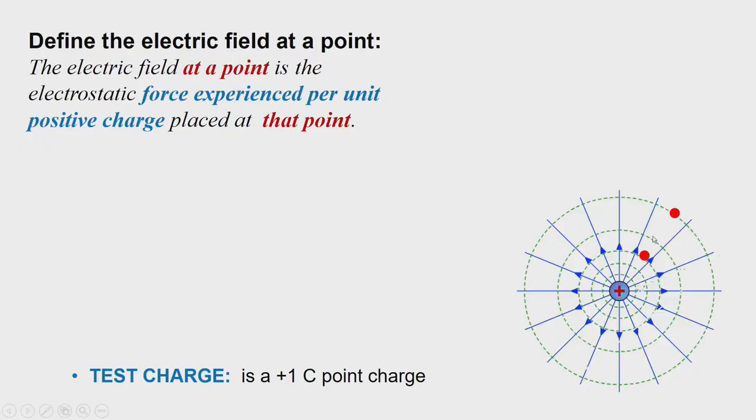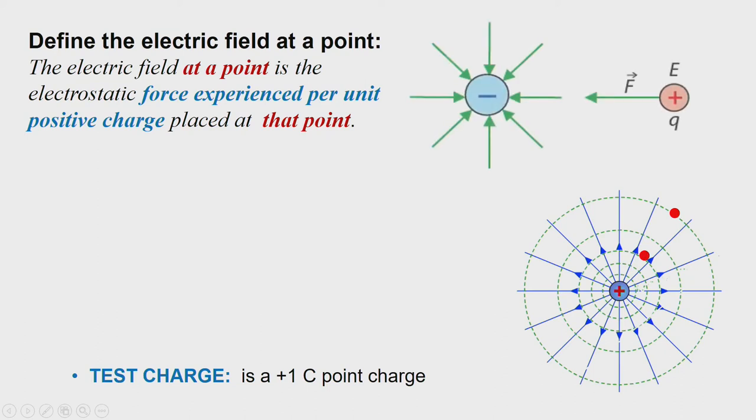So we say that this one is experiencing a greater force. It's positive, so it will be kicked out, and that's why my arrows point out. And that one will experience a lesser force because it's further away from the field that is causing it. And I normally use symbols for it. This is capital Q, and that's a small q. The test charge normally gets a small q.